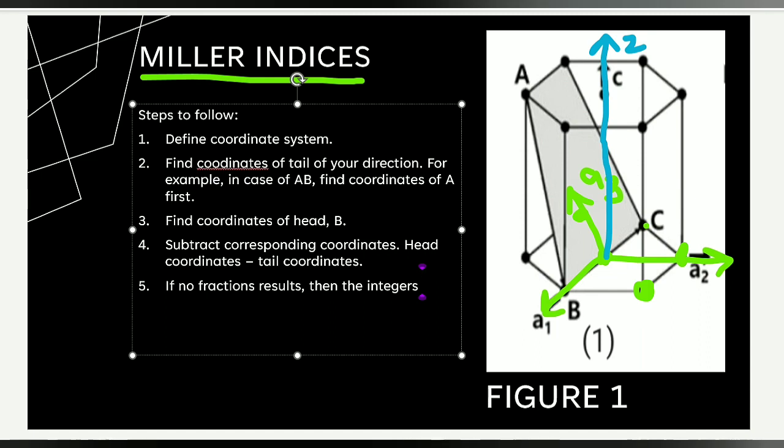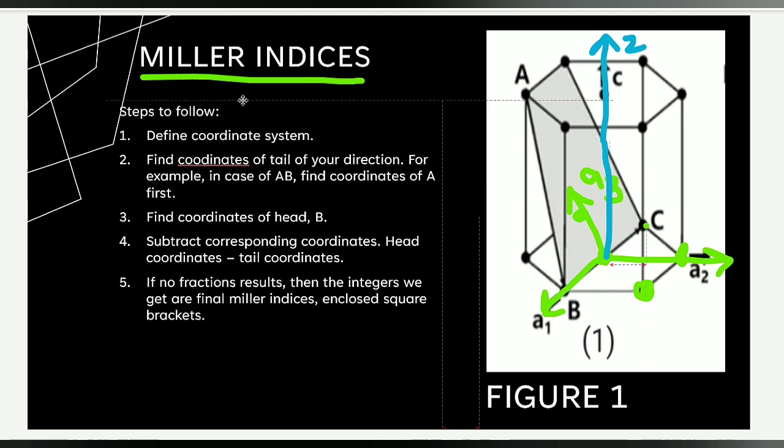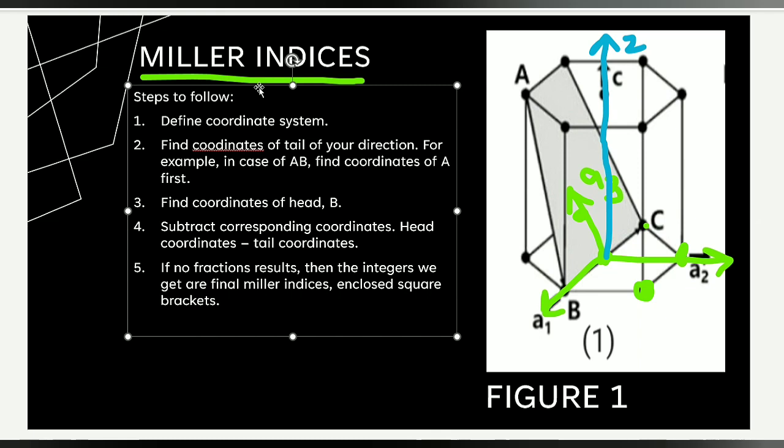That is why we remove fractions if we have any, and we remove those fractions by multiplying the LCM of denominators by each of the quantities that we have got. After multiplying and removing the fractions, the integers we get are the final Miller indices, enclosed in square brackets, written in that order that I told you earlier. So these are the steps that we have to follow while finding out the Miller indices. After that, we'll see the procedure to find out the Miller-Bravais indices, and we'll do it step by step.